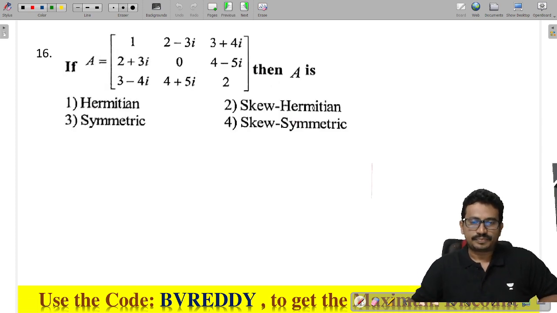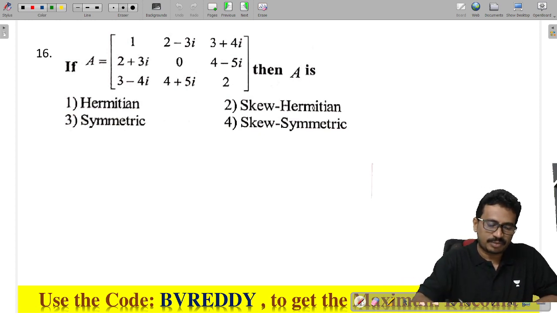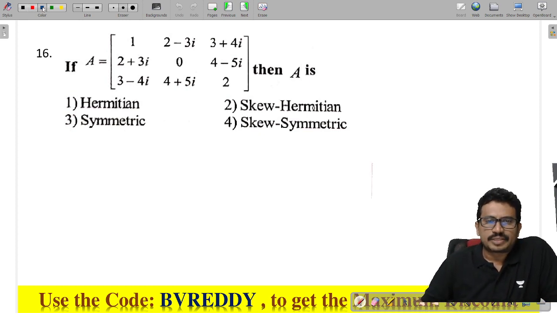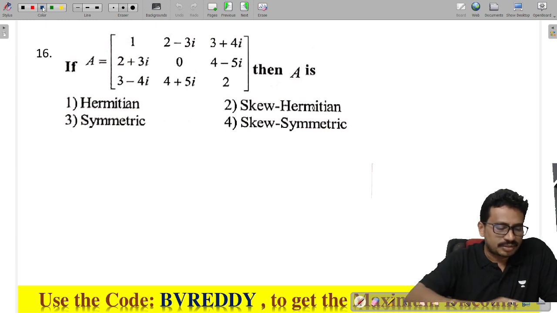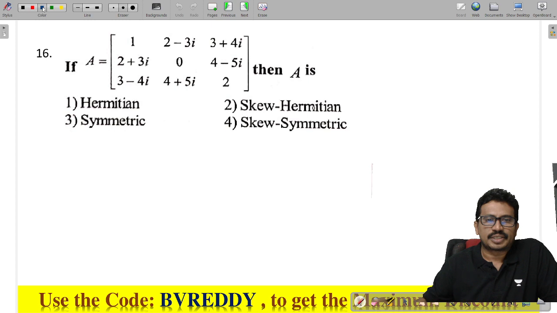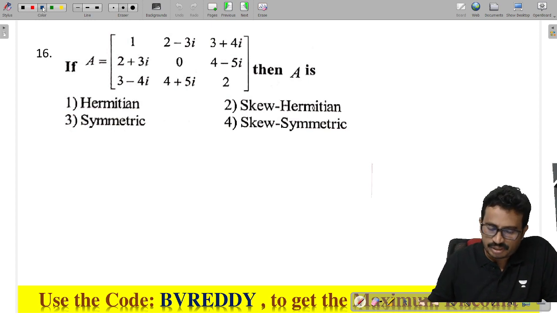Take this problem, the 16th one. We have finished day 1, we have finished 15 problems, right? Now this is the 16th problem. Take down. They have given some matrix, and they are asking what is the nature of the matrix. Let's see what the nature of this matrix will be.